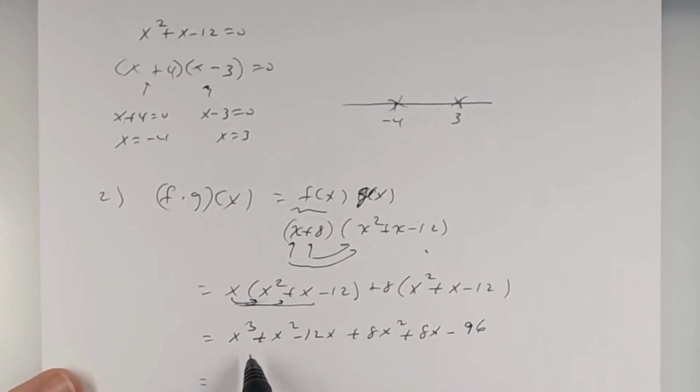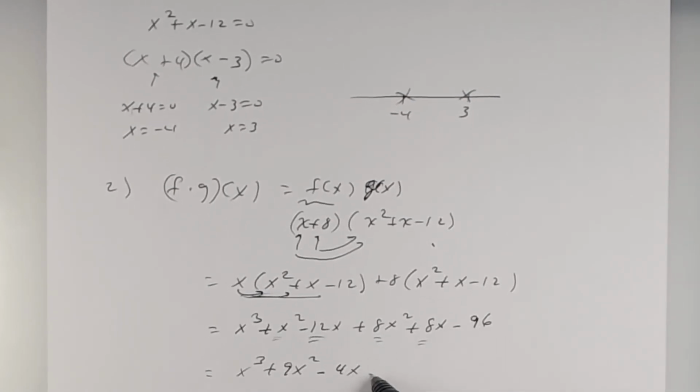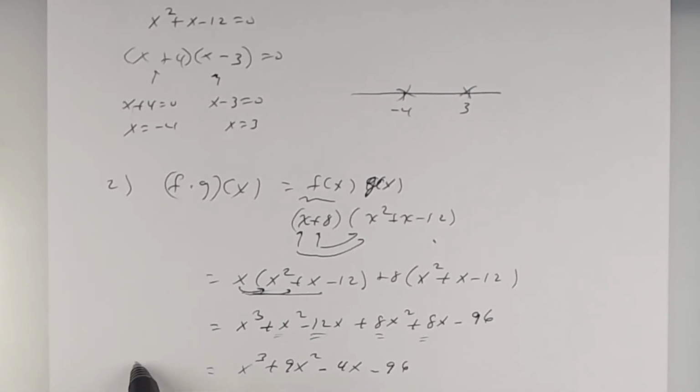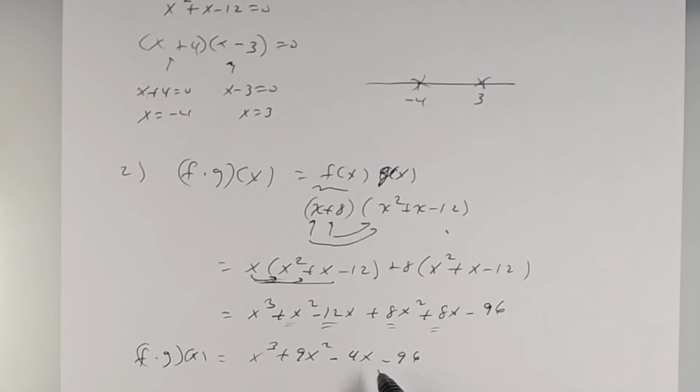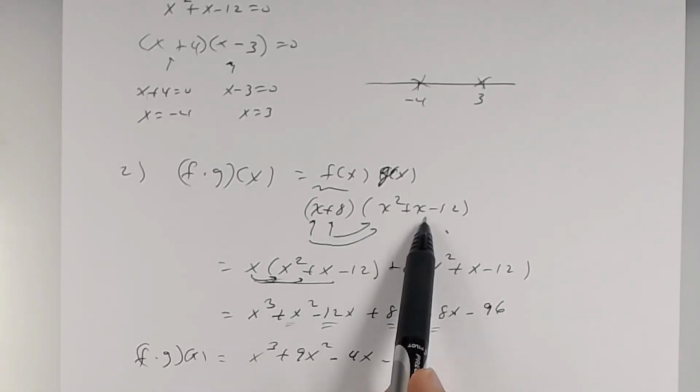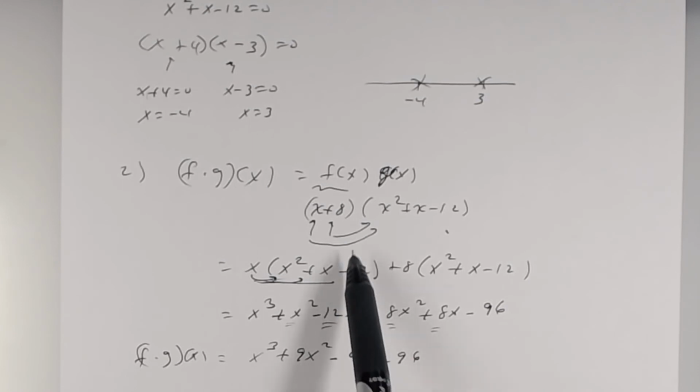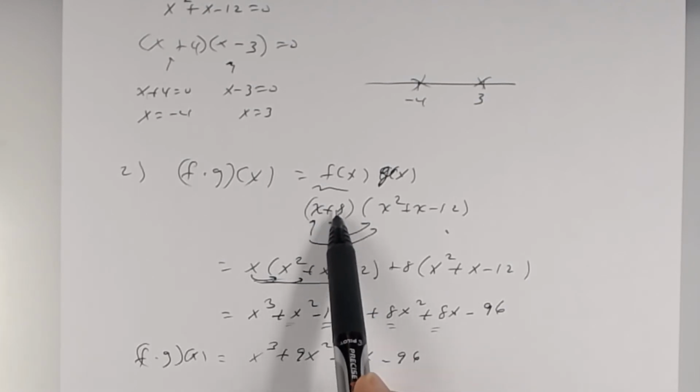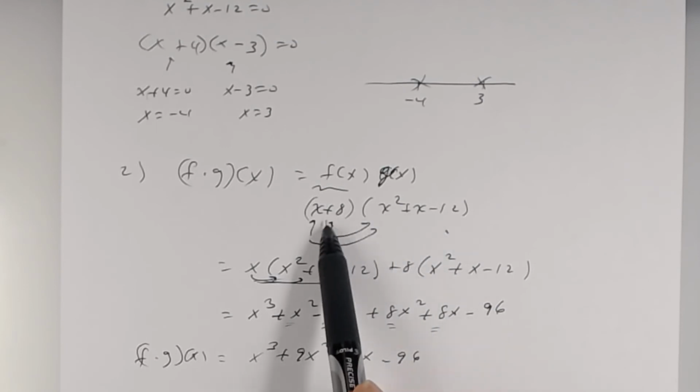Combine like terms. And let's put it in descending order. So I get x cubed. All right, let's go by the x squareds. I have 1x squared and 8 of them. So that's 9. I have a negative 12 and a positive 8. Negative 4x. And then the only thing left over is your constant. And what is it? Negative 96. So f times g at x equals this. So when you have a binomial times a trinomial, you have to use the distributive property. You take each term that's in the binomial, multiply by the trinomial. That's how you do it.